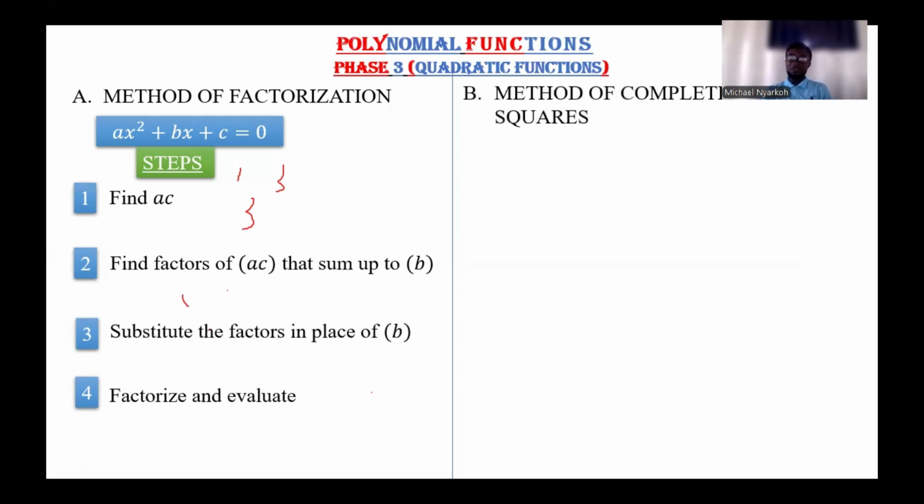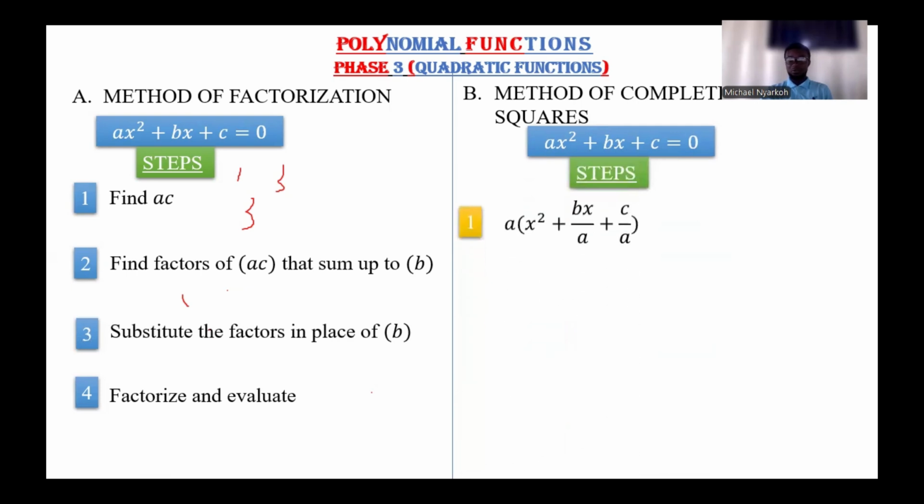We have the method of completing the squares. Wow, very interesting. This was what was used in finding or generalizing what we call the almighty formula you have all heard about. Okay, we'll talk about that too later. Same equation, ax squared plus bx plus c equals 0. The steps. Step 1. Now, we have ax squared plus bx plus c equals 0.